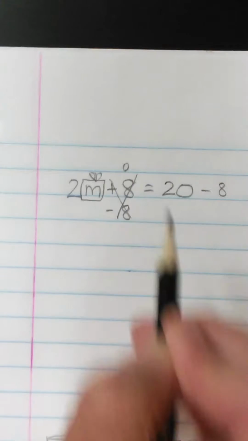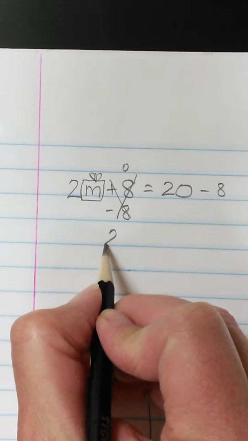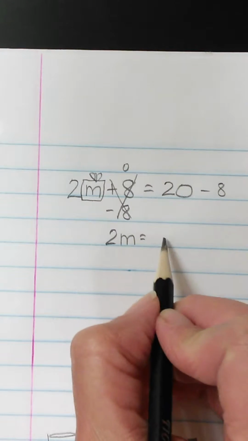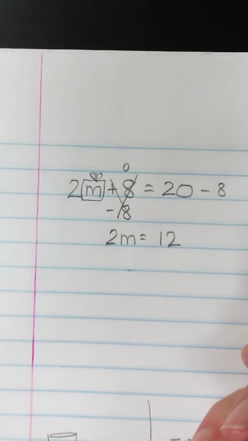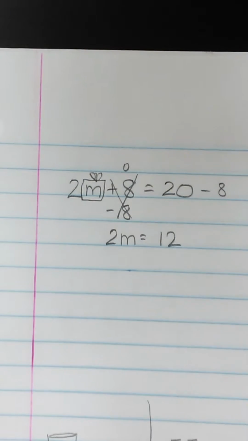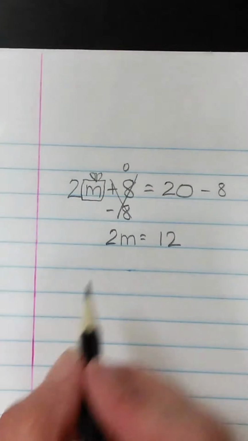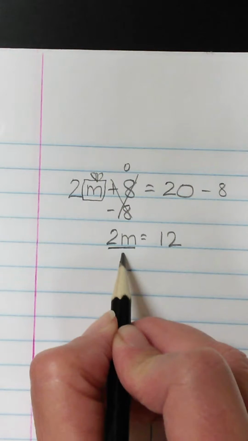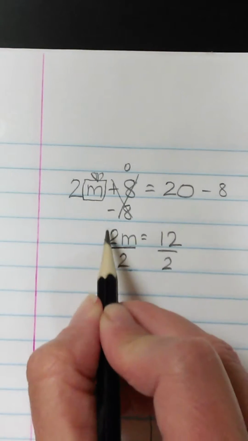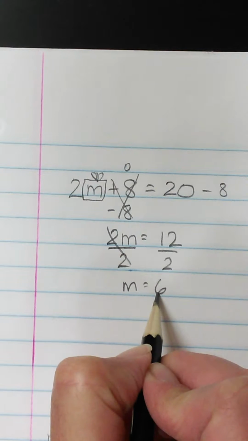This gets rid of this part, cancels that out. But I'm left with 2m equals 12. Now I get to the one-step multiplication problem that we had talked about in our previous video. I'm going to divide by 2 on both sides. I'll get m is equal to 6.